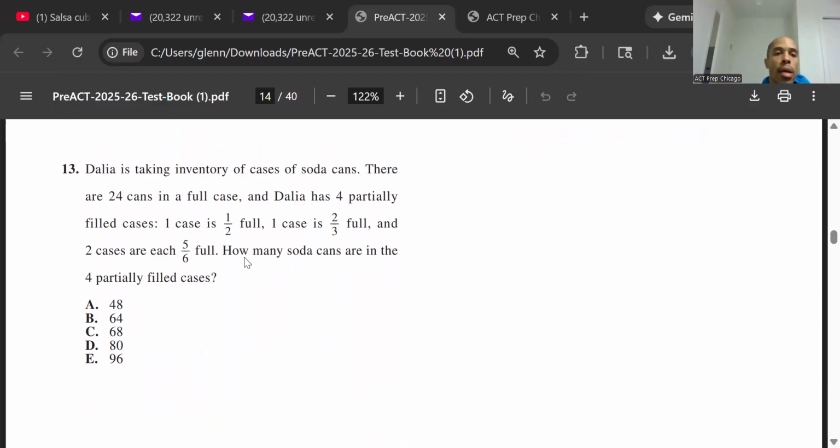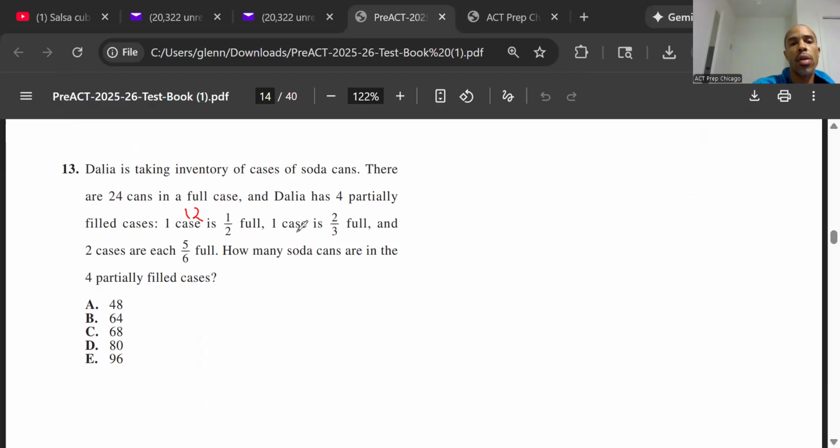All right, Dalia is taking inventory of cases of soda cans. There are 24 cans in a full case, and Dalia has four partially filled cases. One case is half full, which means it's going to have what? If we think about half, that means it's going to be 12 cans because there are 24 cans in a full case.